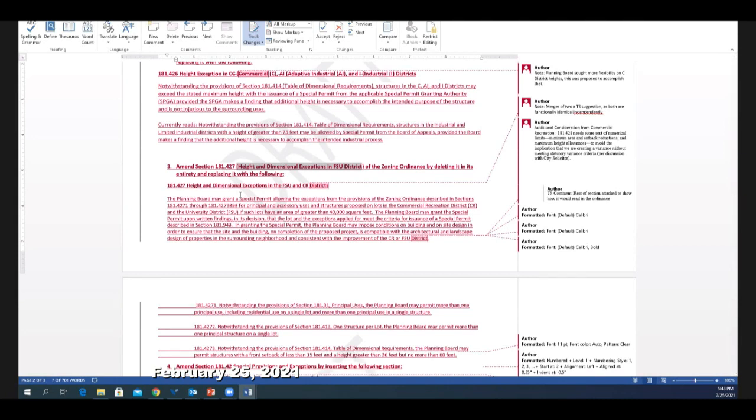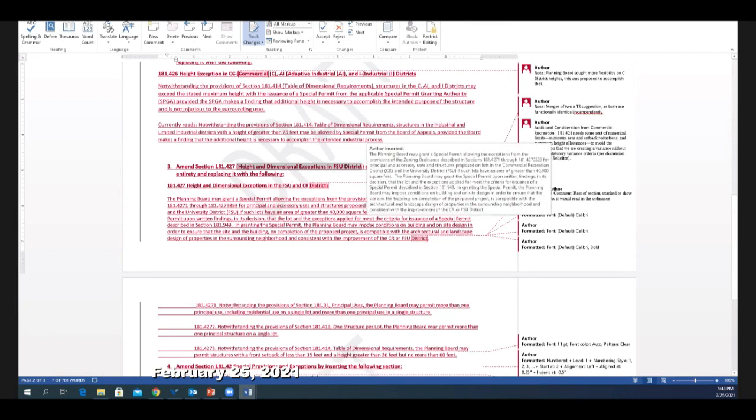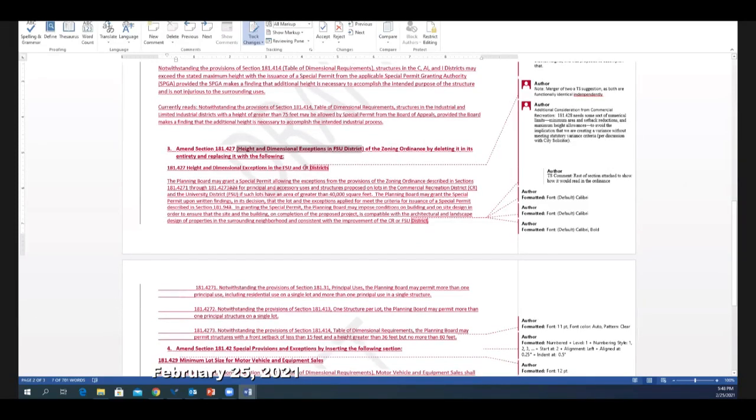So just to be clear, this is my proposal, not the planning board's, but the planning board approved of height and dimensional exceptions in the CR district. It's functionally identical to height and dimensional exceptions in the FSU district. So I therefore propose merging them just for consistency. And in any case it said FSU, it now says FSU or CR district.